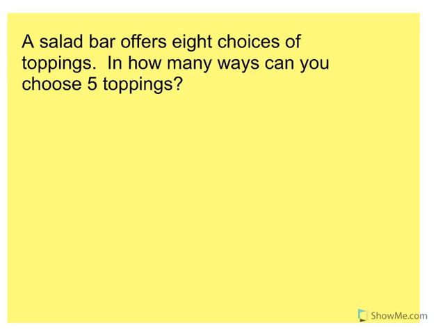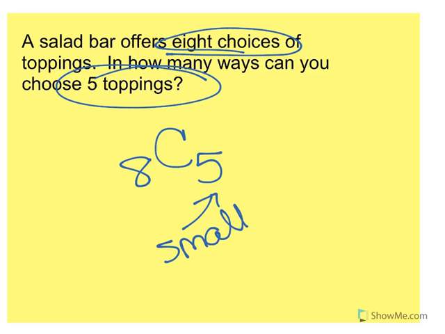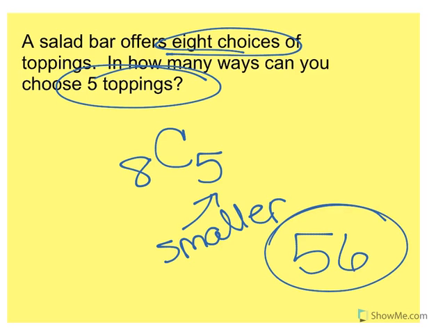Let's try this with the salad bar. It offers 8 choices and you want to choose 5. So when you look at that, you're going to do an 8, you're going to put a C here, and you're going to put a 5 in there. Go ahead and calculate that. This number always needs to be the smaller number because you cannot have something small and try to choose a large number. Go ahead and calculate that out. All right, and in this case you have 56 different options on how you can make 5 different toppings.